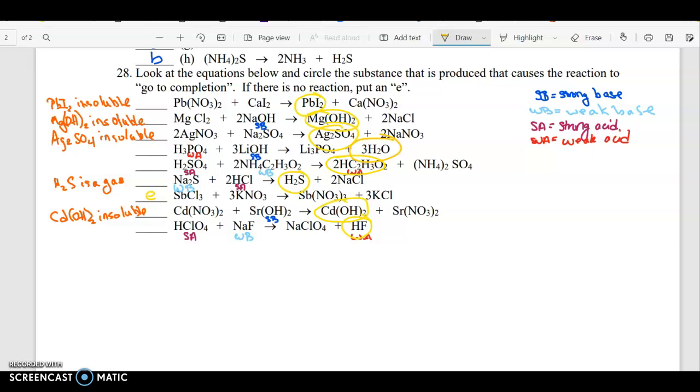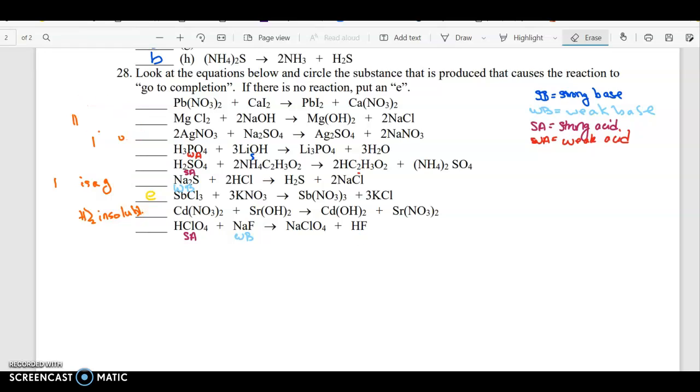Okay, so this is from the practice exam. This is the key and this is my writing. But what I'm going to do is erase it and we're going to start over. We're going to figure out what we're looking at. So what we're going to do for all these reactions, it says look at the equations below. Circle the substance that is produced that causes the reaction to go to completion. So what we're looking at, remember our rules.